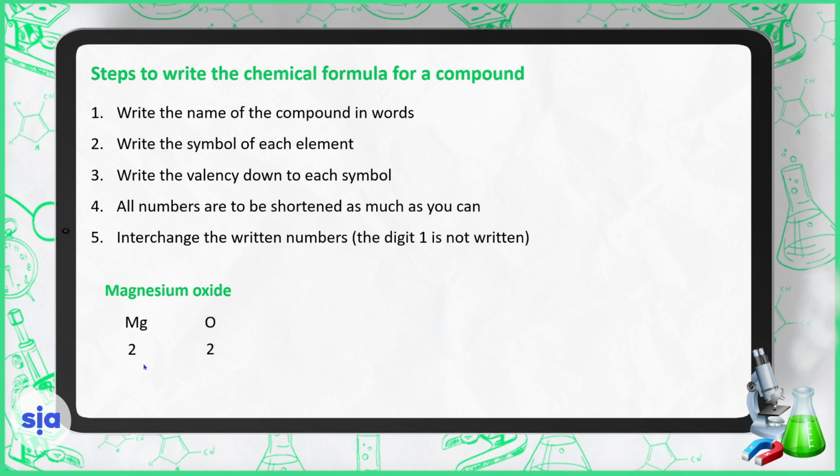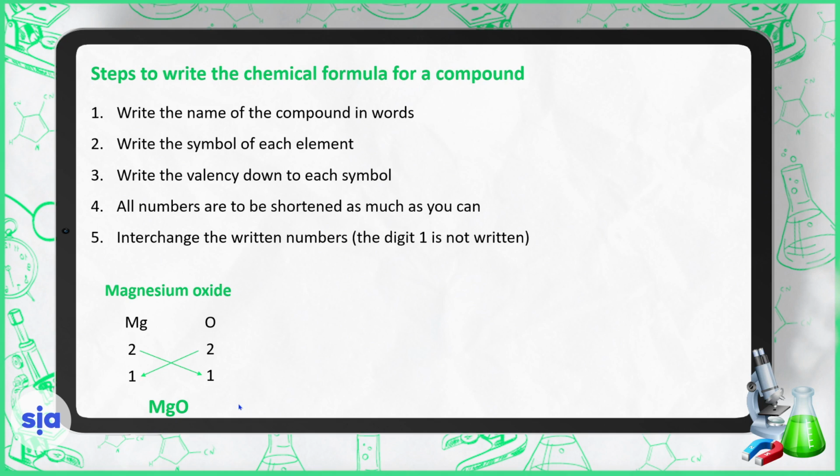We write the valency down to each symbol. And we are shortening the numbers as much as we can. So if we divide by 2, it will give us 1 here and 1 here. And then we interchange the written numbers. But if the numbers are shortened to 1, the digit 1 is not written. So we write it magnesium oxide without any numbers beside the elements.